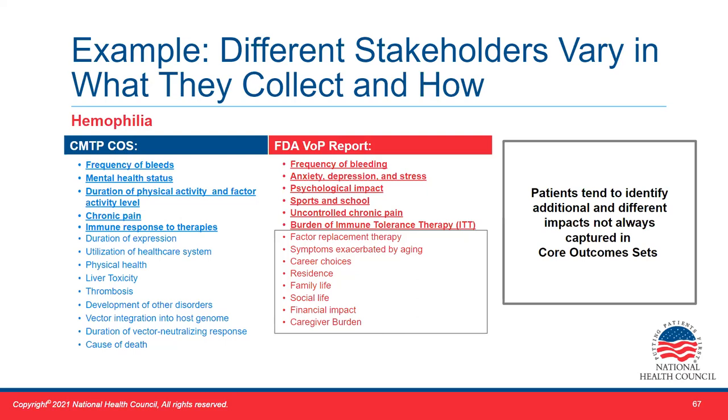And look at what some of them are: caregiver burden, financial impact, social life, family life, residence, where a person lives, career choices. These are the kinds of comprehensive list of impacts that we're trying to get at. And this exemplifies what we're talking about when we say core impact sets. Next slide, please.